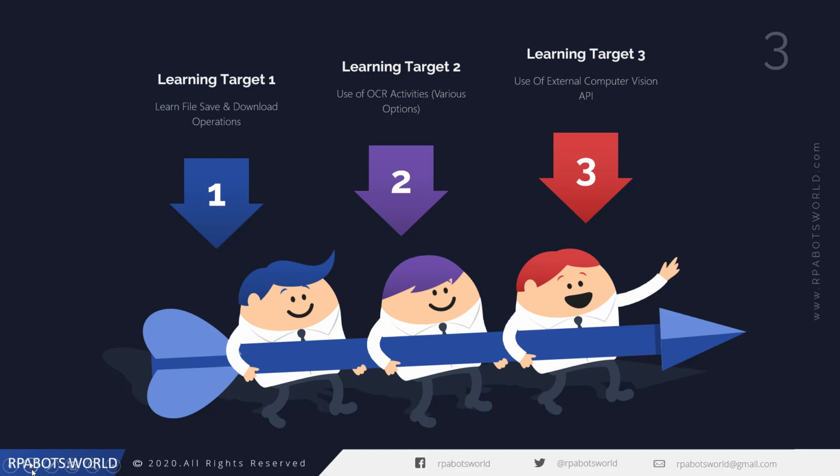The third learning target for this RPA challenge is the use of an external computer vision API. Some of you might use the OCR included in UiPath, or some of you might use the OCR inbuilt with the Blue Prism tool. But I would really expect you to go and try out the Microsoft Computer Vision API or Google Computer Vision API to understand how they work, because those are much better in terms of processing images and PDFs, and that will help you to understand the difference between the working of the cloud variant and the internal variant which is supported and given by the tool.